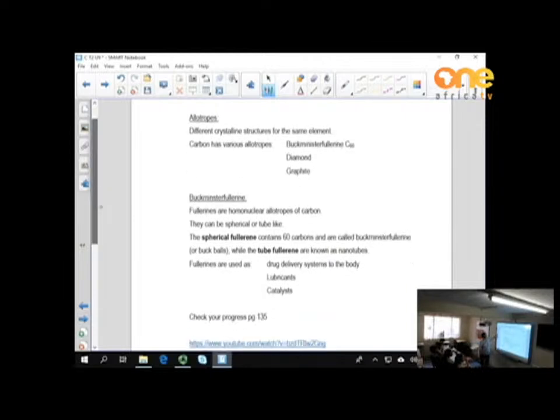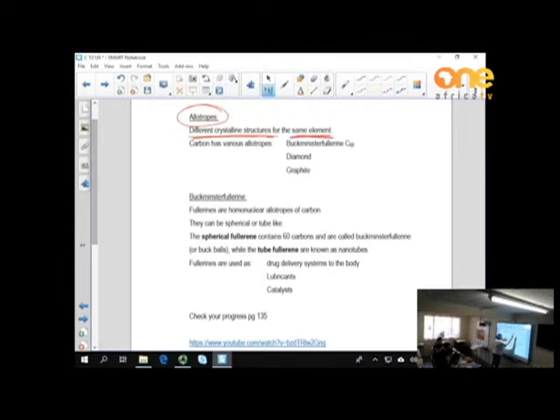Now, the next term that we have to have a look at is something called an allotrope. A nice new definition. Have you done allotropes before? No, you've not. So allotropes are different crystalline structures for the same element. A very well-known example is diamond and graphite. They are both made out of carbon, but we get 2 different crystalline forms. They are formed under different conditions.